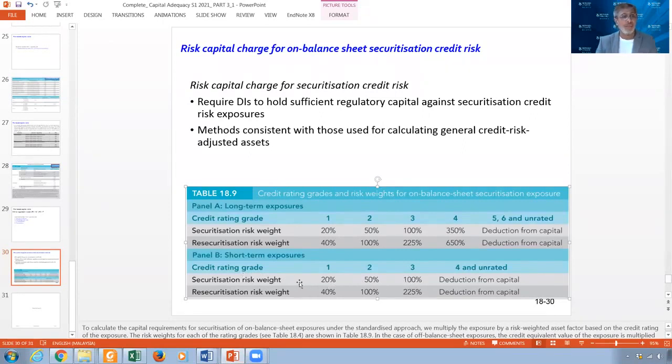And we have securitization and resecuritization. Sometimes we have the original assets, and sometimes we take those assets and make them into another bond, so we have a bond backed by another bond. This is what we call resecuritization. In this case, as you see, the risk is increasing, and the rates are very high. So this is for the on-balance sheet securitization exposure.